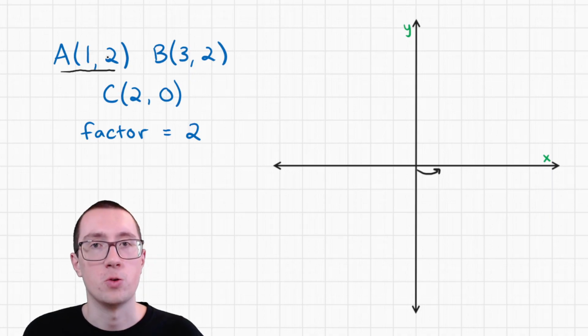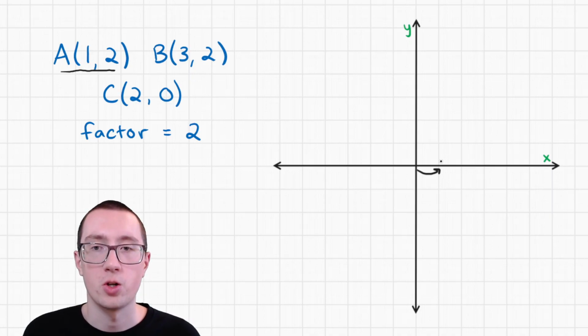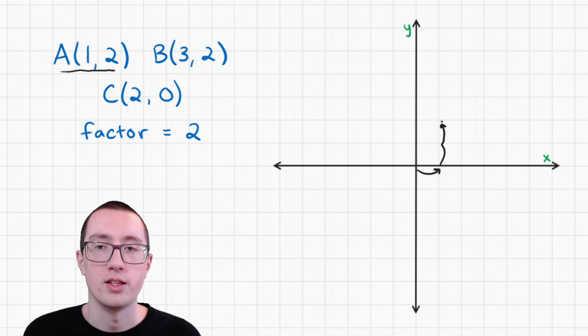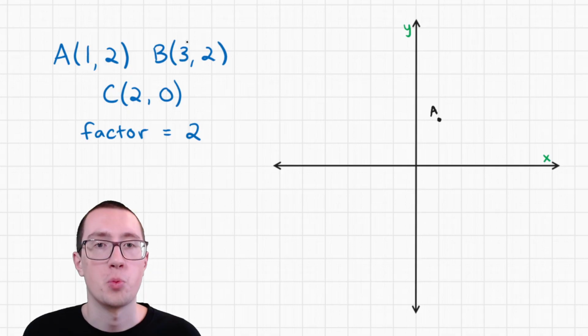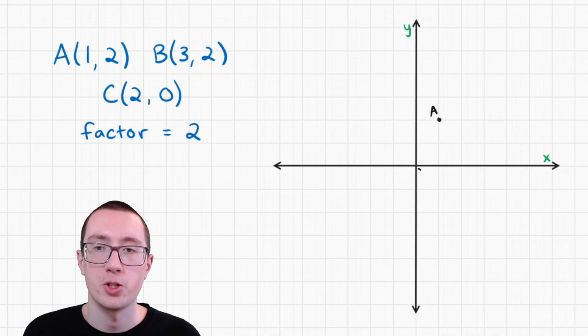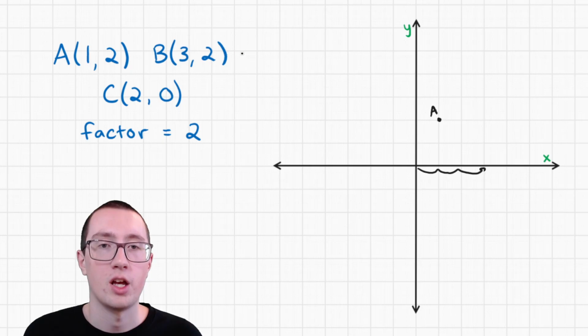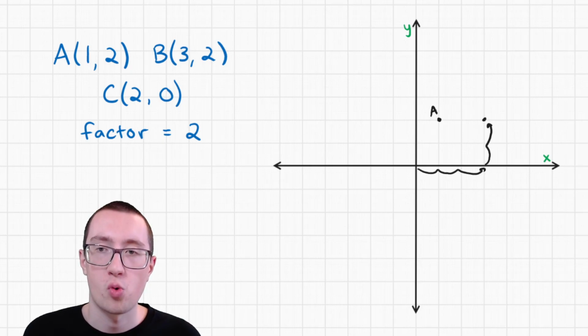And then y is 2. Y is up and down, and positive numbers go up. So we need to go 2 squares upward. And this is going to be where point A is located. We'll go ahead and label it point A. For point B, x is 3, so we need to go 3 squares to the right. And y is 2, so we need to go 2 squares up. And this will be point B.